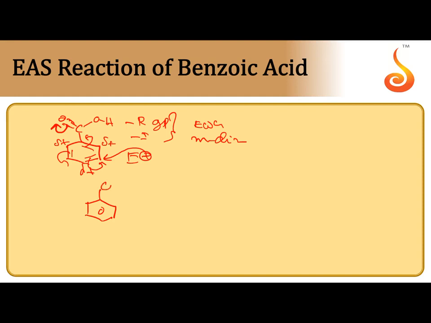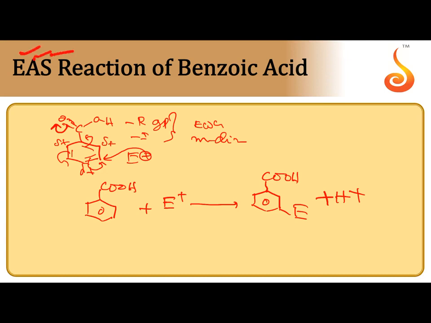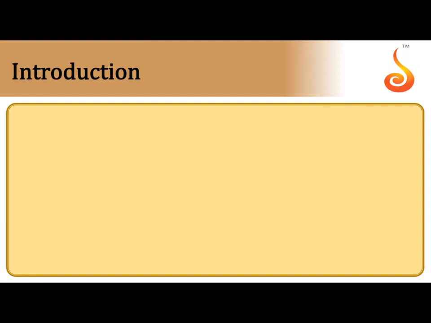So when benzoic acid is reacted with a certain reagent which provides an electrophile, we can get meta substituted benzoic acid. This is EAS, electrophilic aromatic substitution reactions.